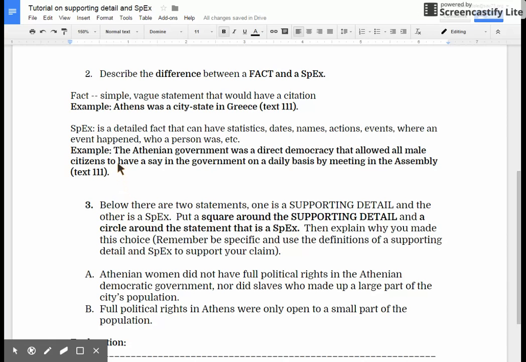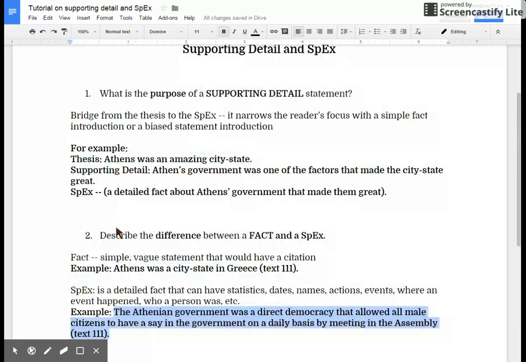So as an example, I put the Athenian government was a direct democracy that allowed all male citizens to have a say in the government on a daily basis by meeting in the assembly. Right there, I've specified I'm talking about the government, what kind of government they had, and I've even given an action of what the male citizens did on a daily basis, and I named a group in their government. So with this fact, you could actually take this as your fact above here.